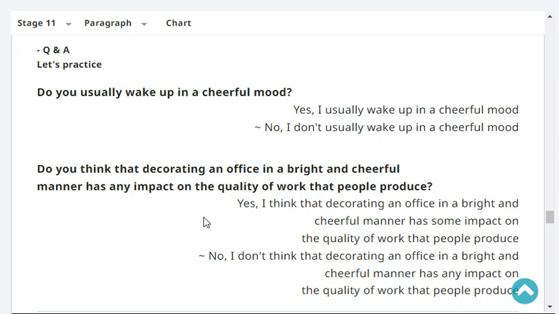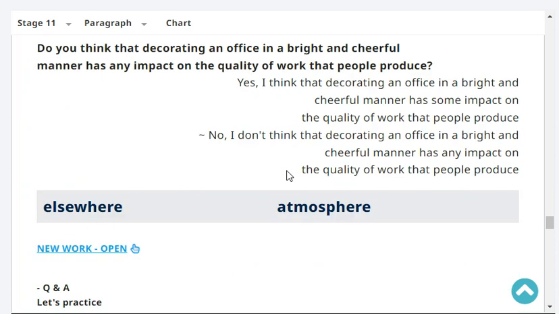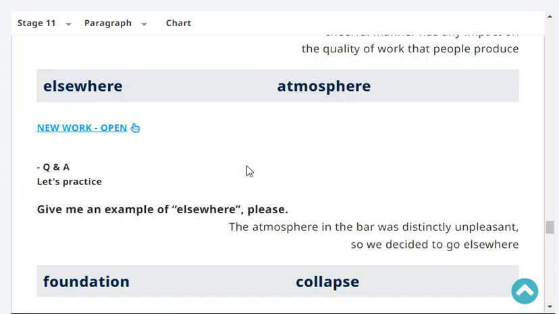Do you think that decorating an office in a bright and cheerful manner has any impact on the quality of work that people produce? Yes or no? Yes, I think that decorating an office in a bright and cheerful manner has some impact on the quality of work that people produce. Very good.